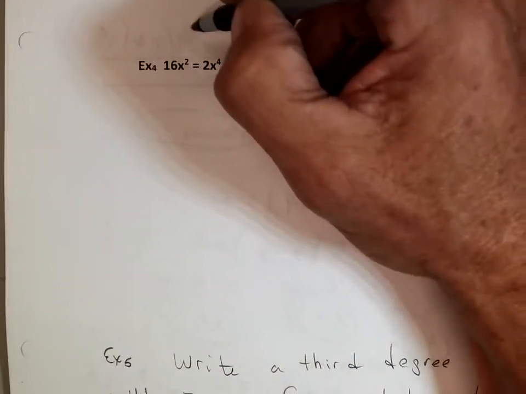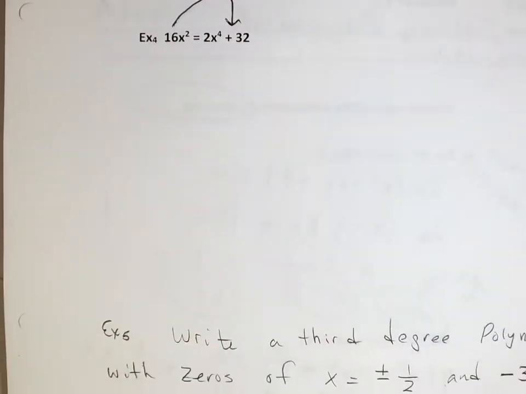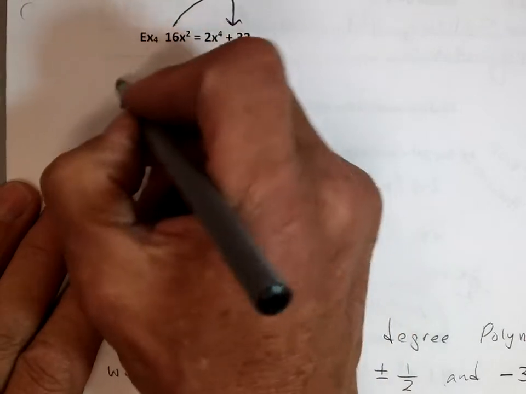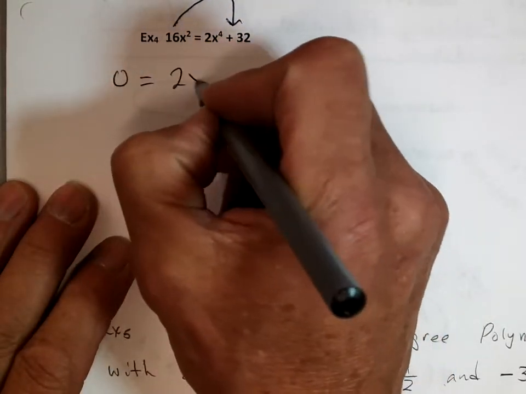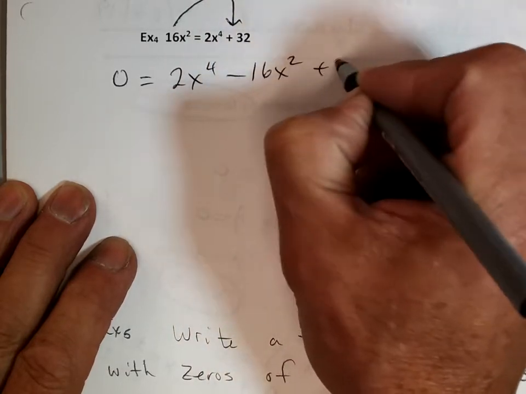I'm going to take this one and put it right in the middle, so it's in order. Does that make sense? So I'm going to have 0 equals 2x to the 4th minus 16x squared plus 32.